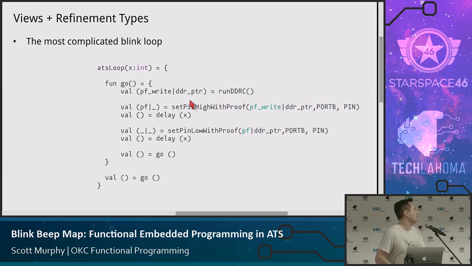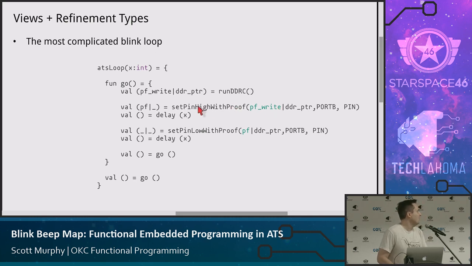Yeah, so now I'm going to write the most complicated blink loop. All right, so first I run that data direction register, right? So I'm getting my proof that I have access to it. So now I have the data direction register. I put it through the function we kind of worked through earlier. I get my proof back. I'm sorry, I have my writable proof here. And now look, I have set pin high with proof. So this one requires me to prove that the data direction pin that I'm trying to write is actually high. So I'm not showing the implementation details, but that's what we're getting. So it's requiring that the pin I want to write to has been set to be a writable pin, which is a really interesting guarantee.